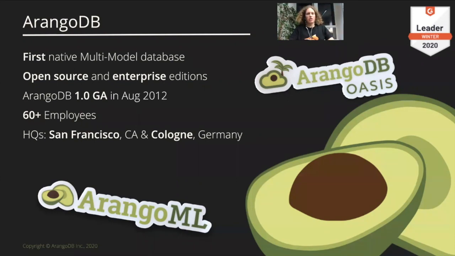So the 1.0 release was in 2012. We currently have 60 employees working around that, of which roughly half are engineers really working on ArangoDB itself or the ecosystem around it. And we have a split headquarters. We're based in San Francisco, but most people are actually still here in Cologne, Germany, where I'm also right now.